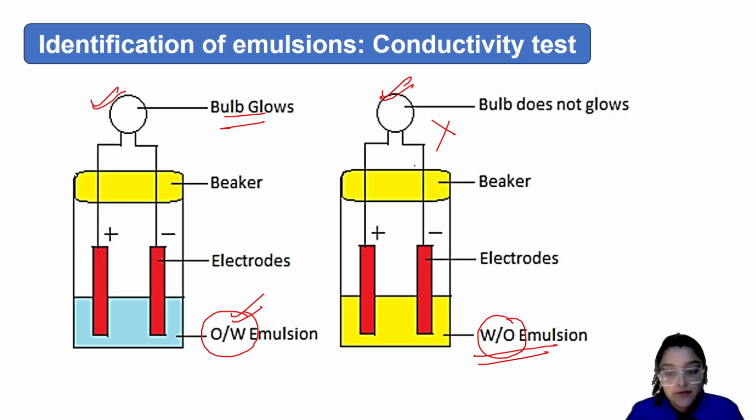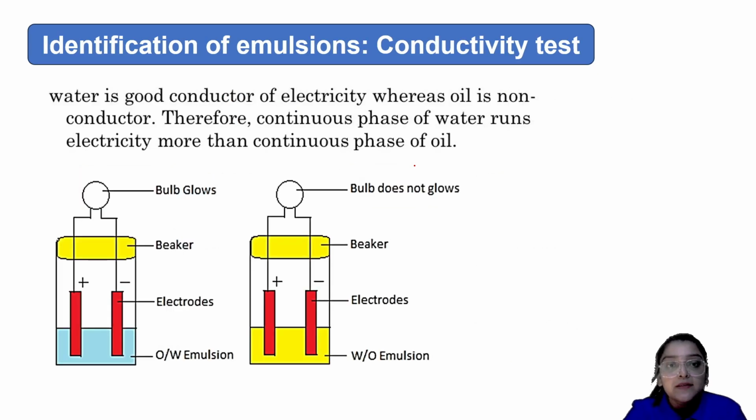Alright students, let's move on to the next. As I have mentioned, water is a good conductor of electricity, whereas oil is a non-conductor. Therefore, the continuous phase, water, conducts electricity rather than the oil.